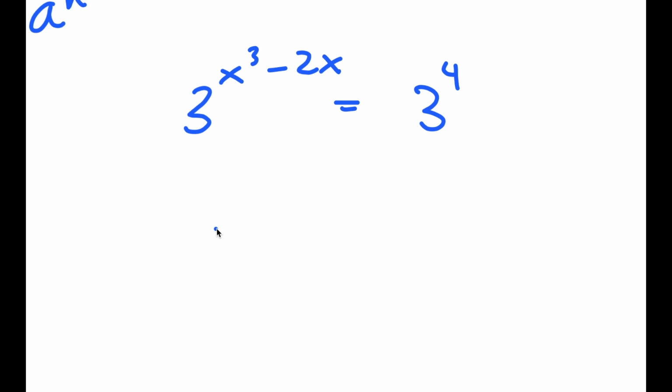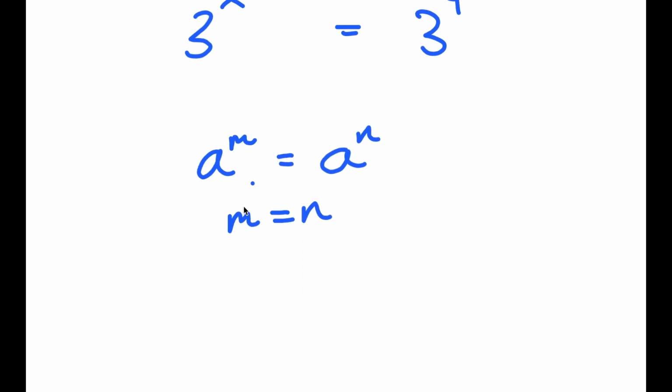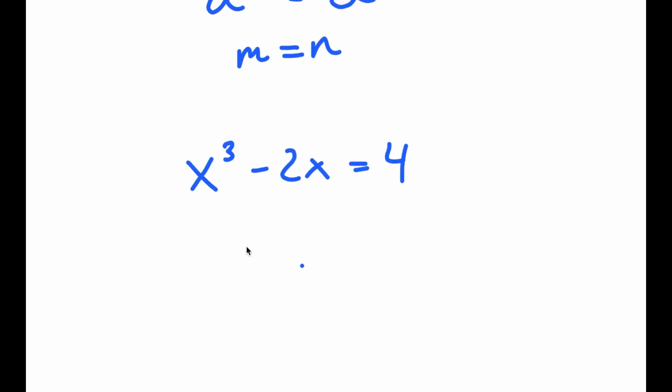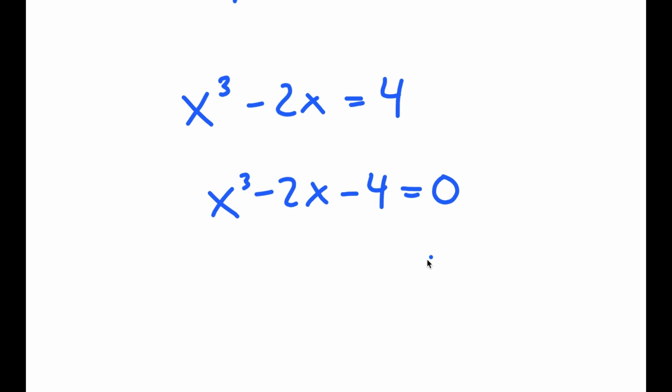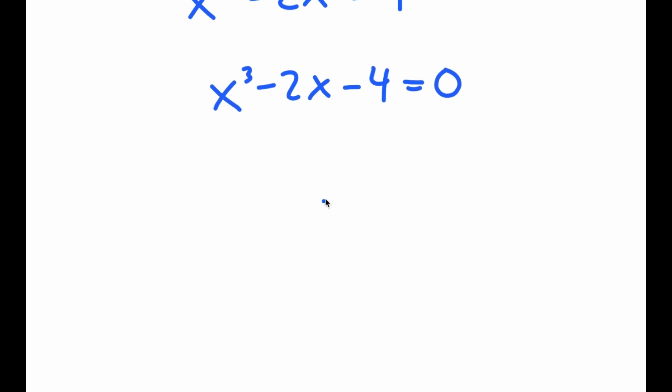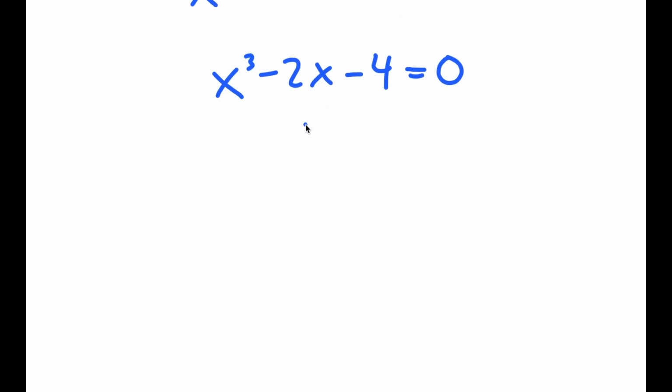So now from here, if I have something in the form a to the power of m is equal to a to the power of n, this means that m is equal to n. So in this case, x to the power of 3 minus 2x is equal to 4, and x to the power of 3 minus 2x minus 4 is equal to 0. So what we want to do is first find a solution to this, and using that solution, we're going to find the rest of our solutions.